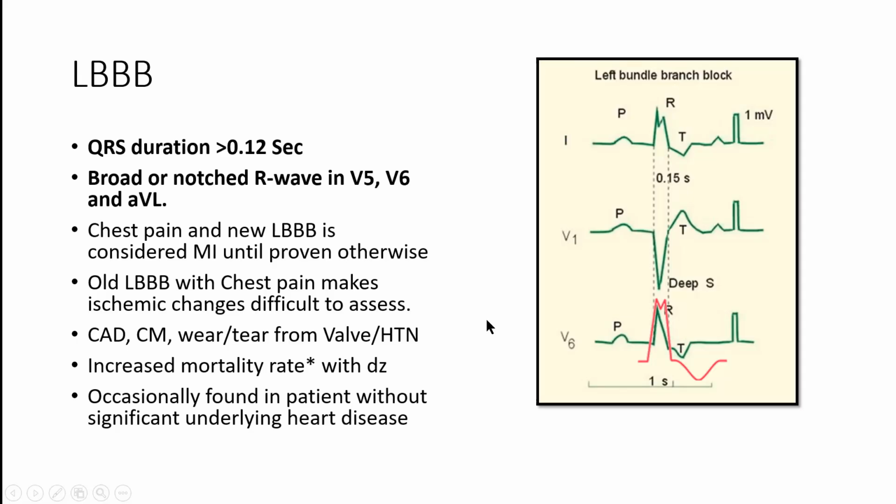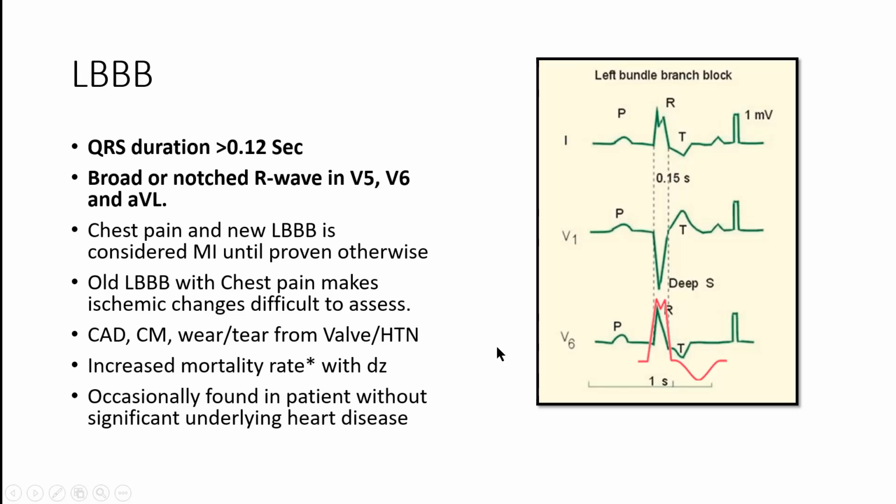Now anytime you have chest pain and a new left bundle branch block, that is considered a STEMI or a bad MI until proven otherwise. Old left bundle branch block with chest pain makes it difficult to assess for ischemic changes because of things like these inverted T waves here and here. That'll make more sense later on.